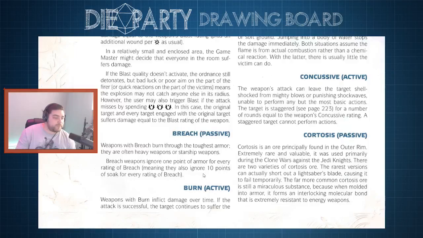So if you have 3 ratings of Breach, which that crystal gives you, you ignore 30 points of soak. And starships are around 20, if I remember correctly, which is insane. You can just cut through anything. But that is a very rare crystal. Incredibly rare crystal, that I convinced a GM once to give me. He regretted it because I could cut through literally anything.